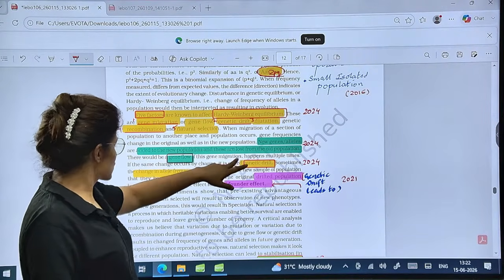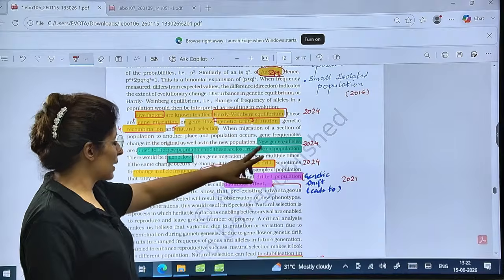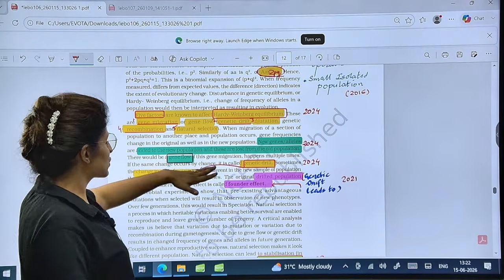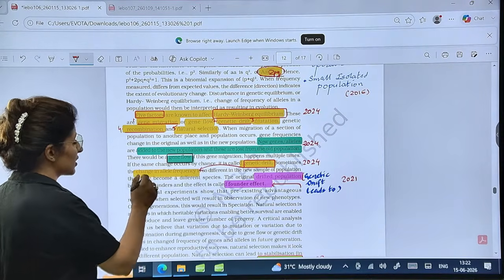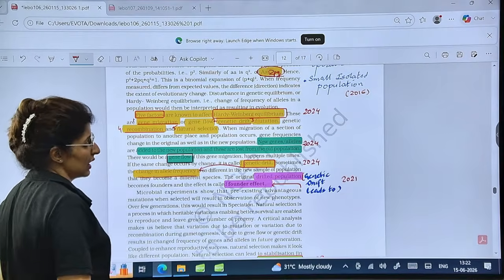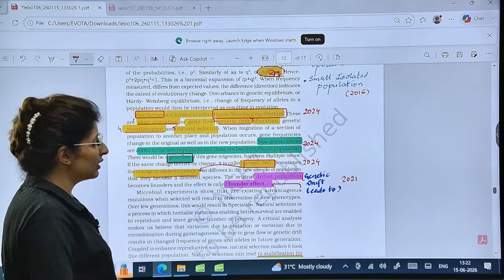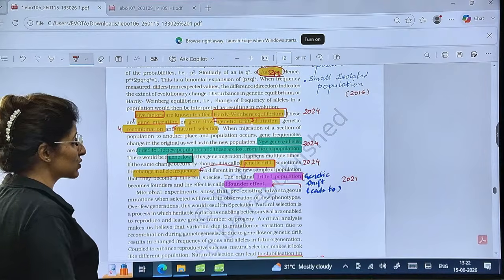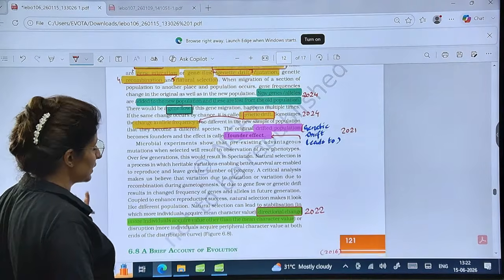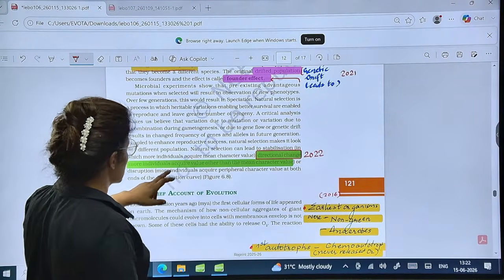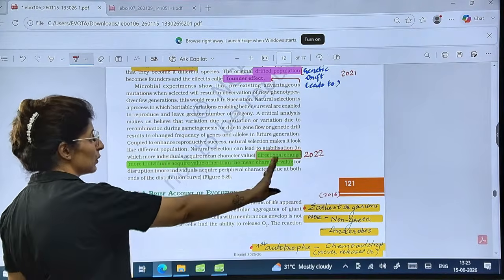If this migration happens multiple times, there would be gene flow and it leads to genetic drift. What is genetic drift? It is a change in the allelic frequency. Now the drifted population will become the founder population and leads to the founder effect. Is that clear? Then directional changes, that is, more individuals acquire a value other than the mean.